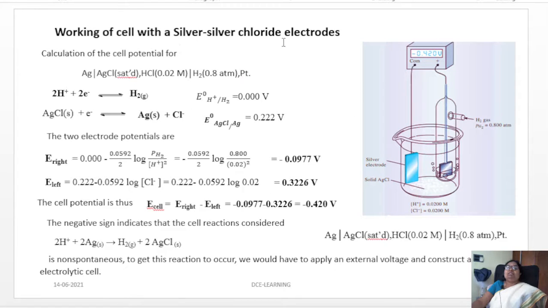Working cell with a silver chloride electrode. If we keep the standard hydrogen electrode on the right hand side and the silver electrode on the left hand side, what happens? The cell is represented by Ag, saturated HCl, and hydrogen at the platinum electrode at 0.8 atmosphere, which you are going to maintain here.